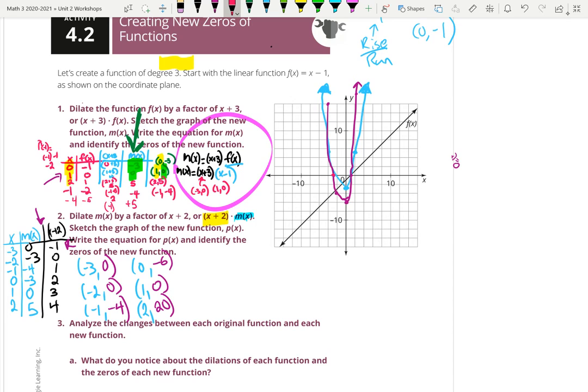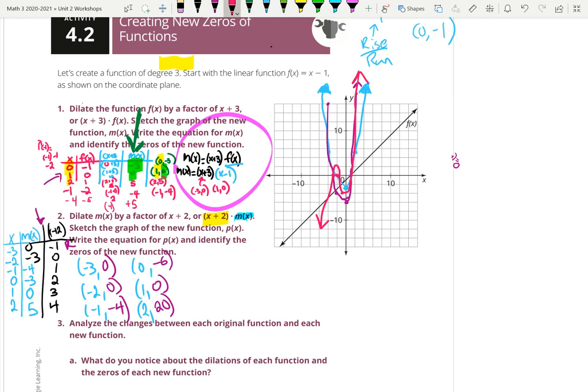Likewise, -2 will be here. What else? -1, comma -4. 2, comma 20. It's going to be all the way up here. So the graph is going to look something like this. There we go.